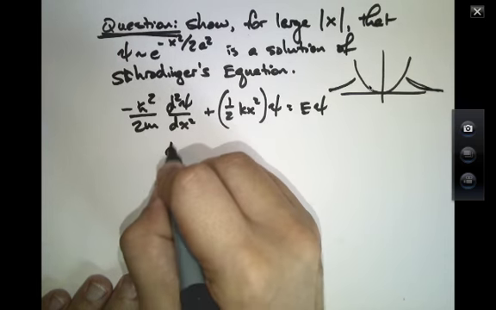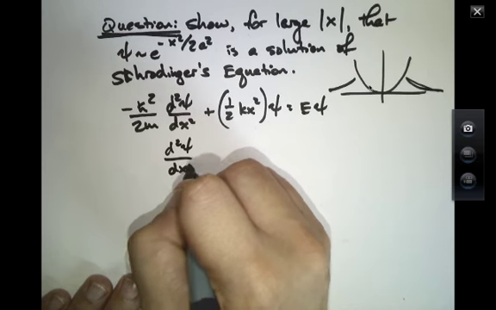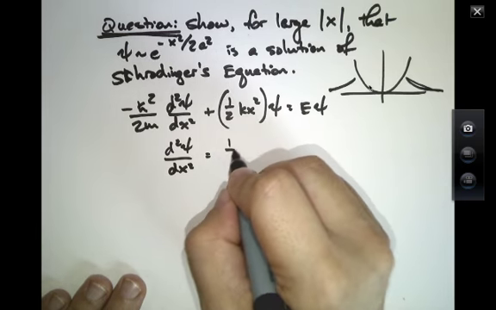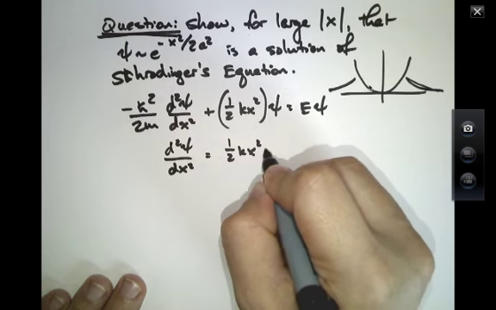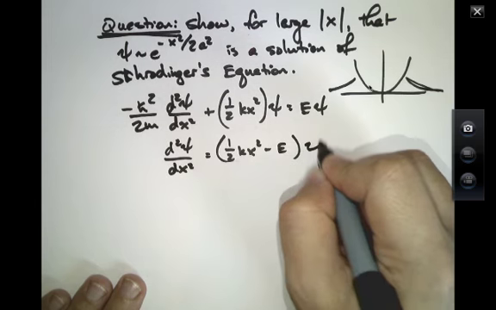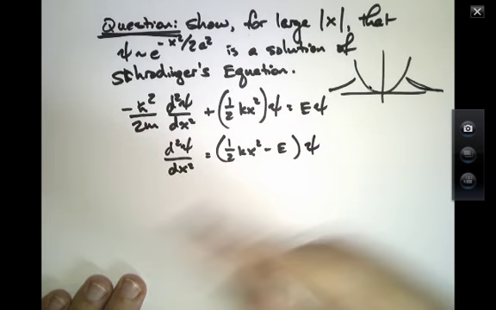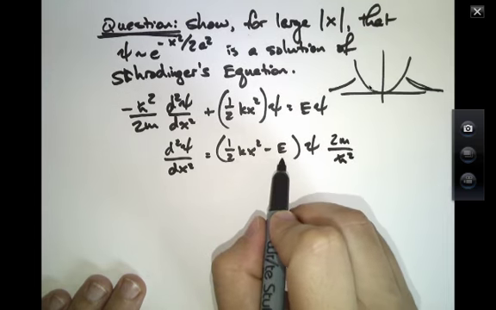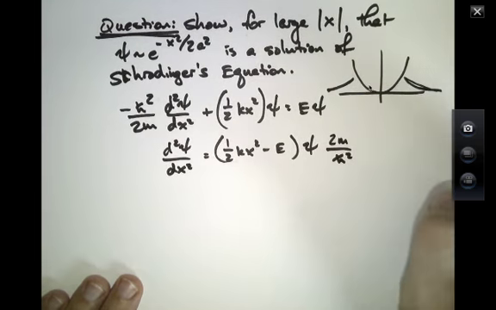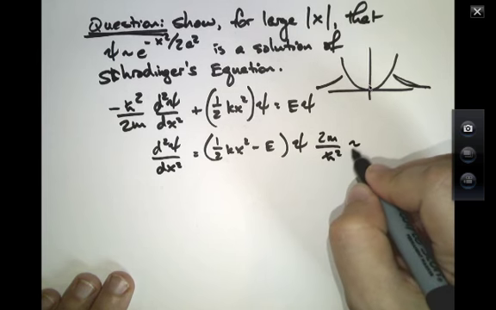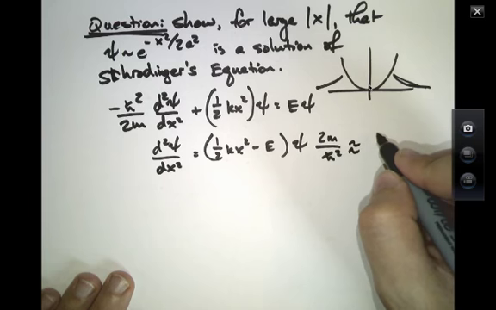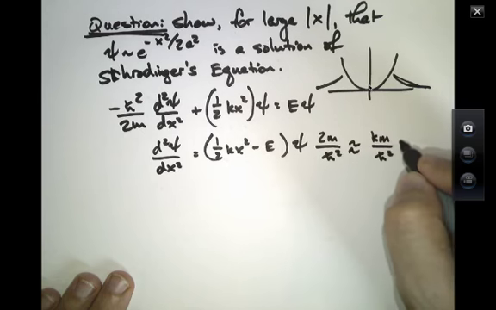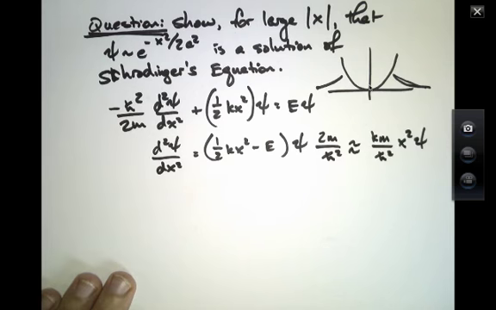So when I take something like a simple rearrangement, and do that all times 2m over h bar squared, the second term, E, is going to be quite small compared to the 1/2 kx squared. So I have that.